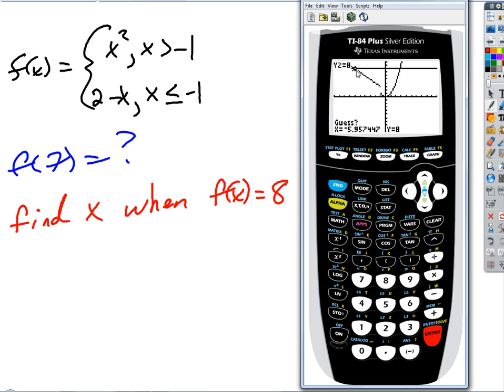I can either trace the little cursor over to where it's close to that intersection and hit enter, or if I can see what a good x value is, like 1, 2, 3 looks pretty good, doesn't it? That's going to be close. I could just type in a 3 for my x value and hit enter. Then it puts me right on that exact intersection, and it tells me that it's 2.8284, and so on. Okay? Make sense? Last thing I want to show you, how to do an absolute value function.